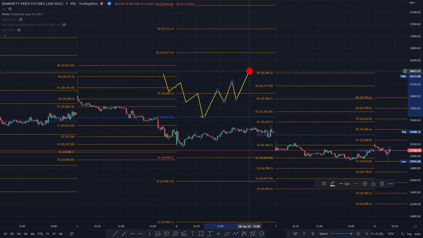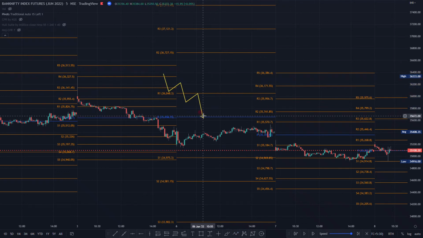Now this may happen most of the time, but not all the time. This is why central pivot points are far more important than other pivot points. That's why we have denoted it in a blue color. Now you may use any color you want.